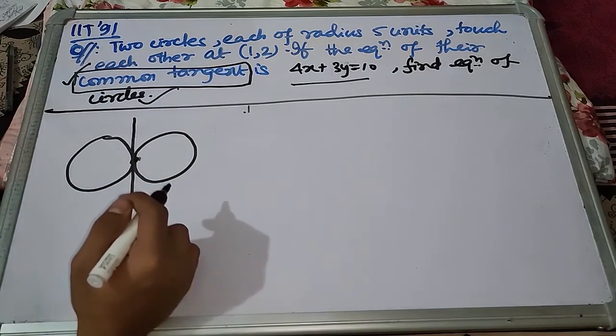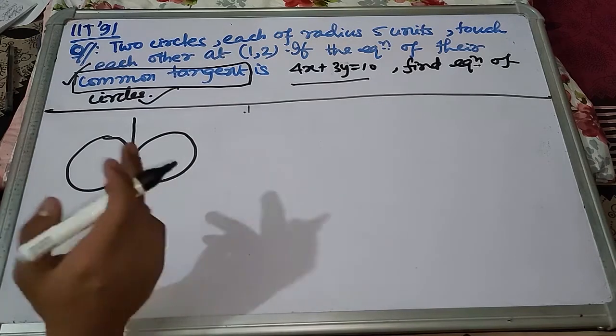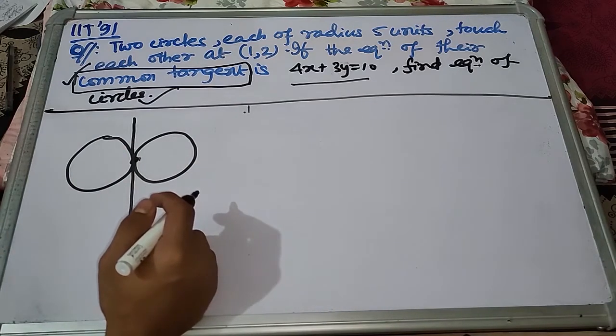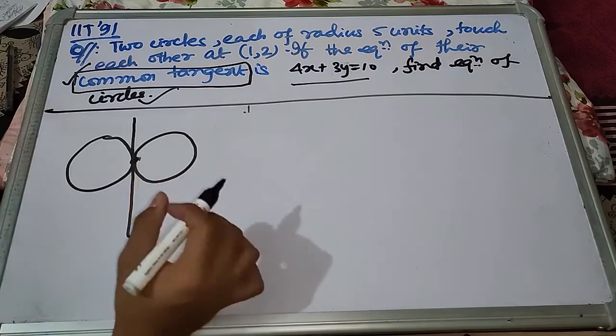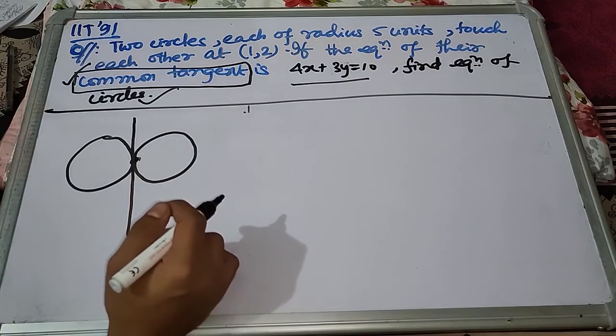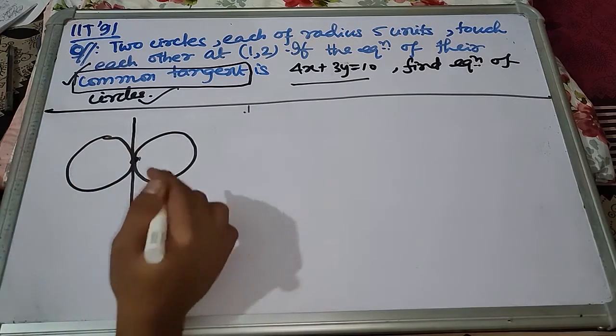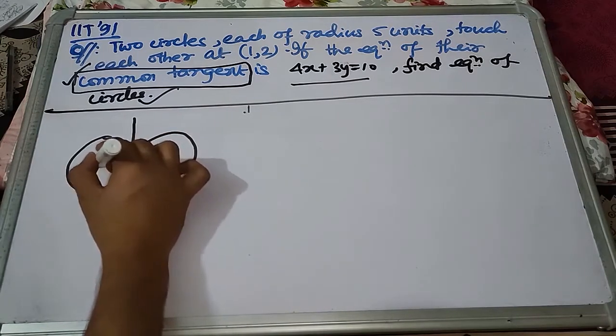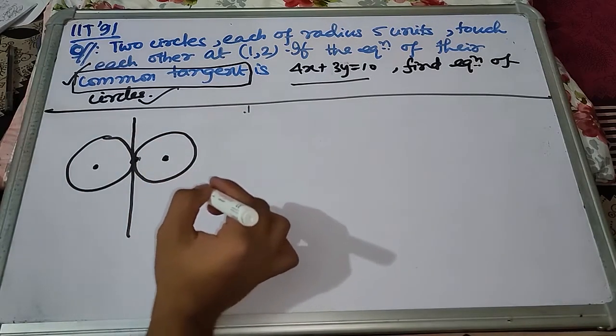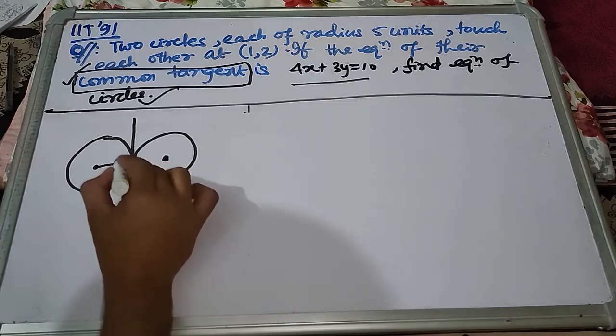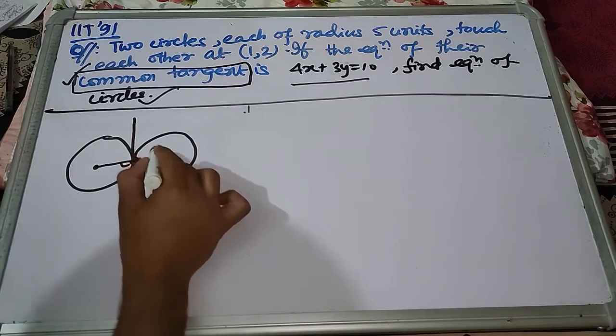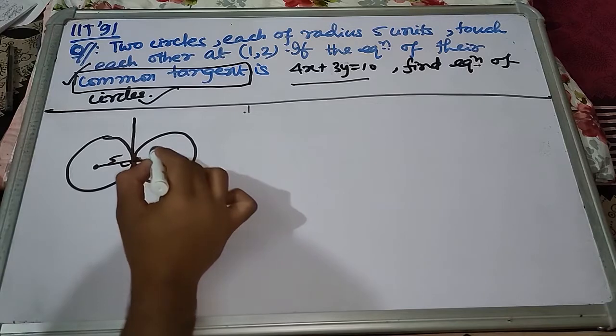This one. Now why am I considering this as a common tangent? Because this will actually make your question easier. If you consider any other diagram, your question will become a little bit tough, but this is the easiest way. Okay, you have centers over here, right, and this distance is 5 units, correct.